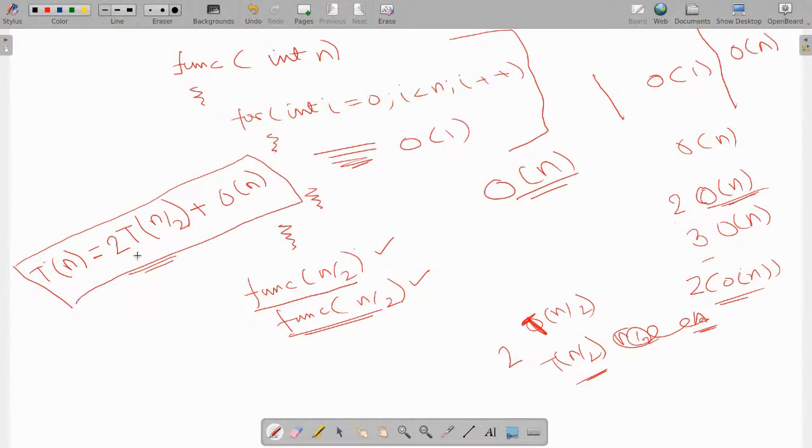Okay, and this is what is a, this is what is b, this is what is f of n, which is having a c equal to 1, and thus this is also solvable by master theorem. This is how we get recurrence relations out from any recursive call.